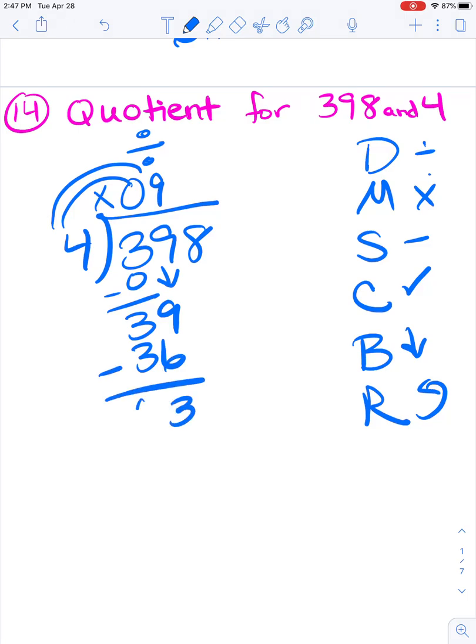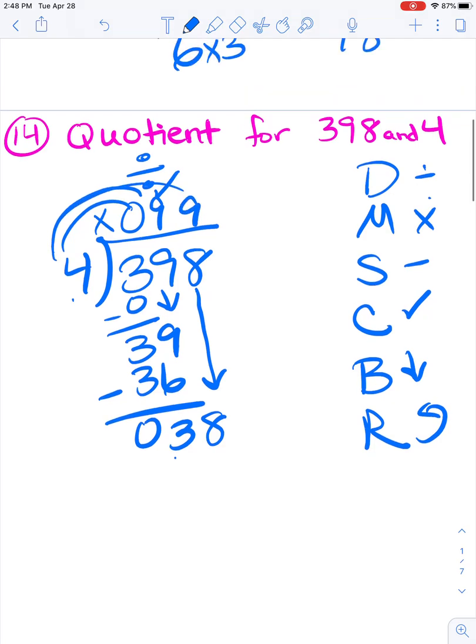4 times 9 is 36. I just multiplied. Now I subtract. Now I check, is my difference, the 3, less than my divisor? It is. That means I did it enough. I went far enough. Now I bring it down. If we bring it down, we must repeat. We are really close to the same answer as last time, so we know it goes in 9 times. 4 times 9 is 36. I subtract and I get 2. That is my remainder.